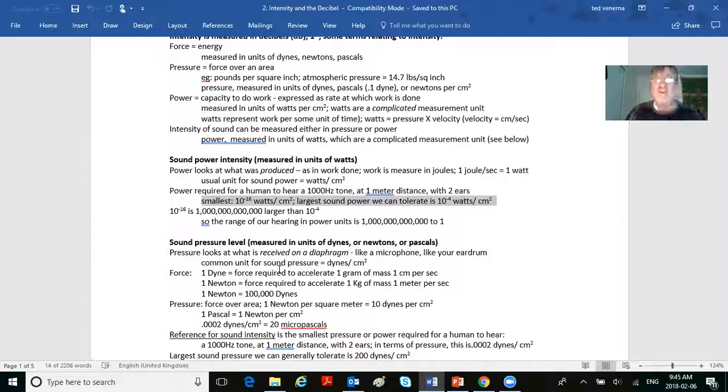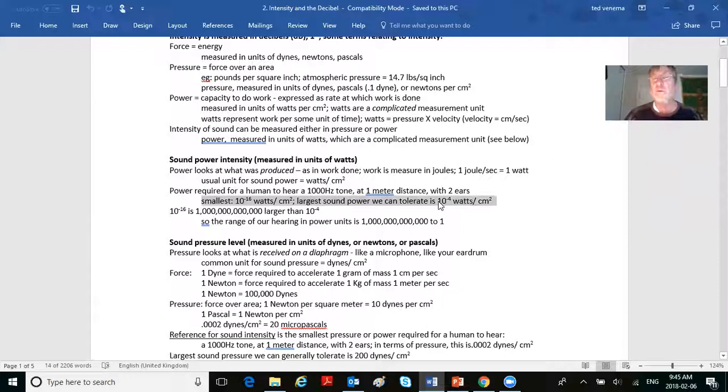And then what's the largest sound we can tolerate? We turn up the volume, cranking it up, until finally it reaches a level where you go, I can't take it anymore. Stop. Let's measure what the power of that was. And that's 10 to the minus 4. That's a 1 with 3 zeros in front of it. So the smallest power it took to just barely hear it was a 1 with 15 zeros in front of it, and the loudest sound power we could tolerate was 0.0001 watts per centimeter squared. That's 10 to the minus 4.